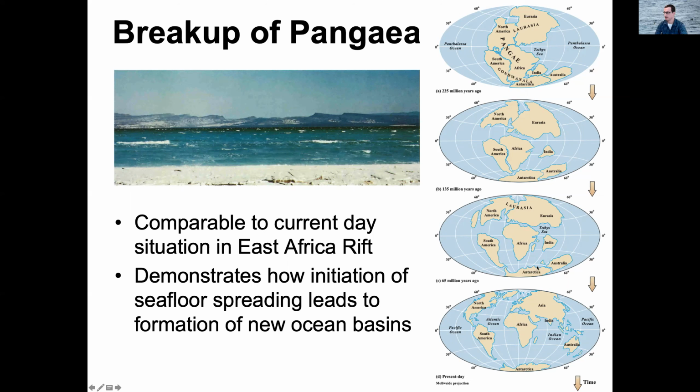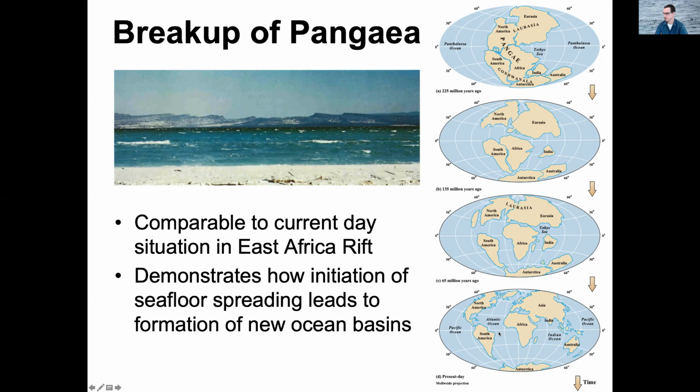Then about 65 million years ago, India is moving up towards Eurasia. Antarctica and Australia are starting to separate. You have the Atlantic forming, the South Atlantic is starting to grow. And then finally, in present day, the Atlantic is fully formed. North and South America are just barely joined. India has rammed into Asia, forming the Himalayas, and Australia and Antarctica are fully separated. And these processes are still going on.